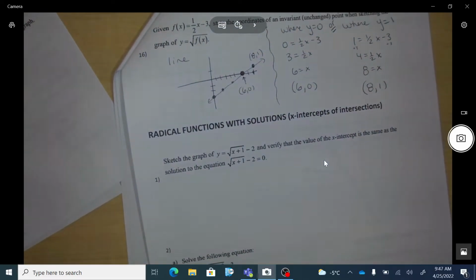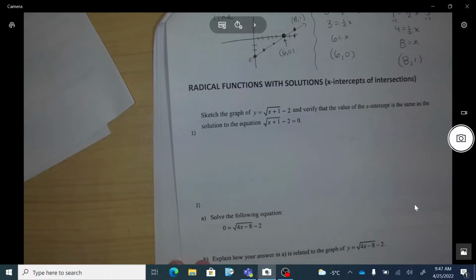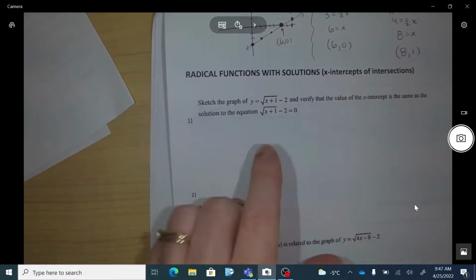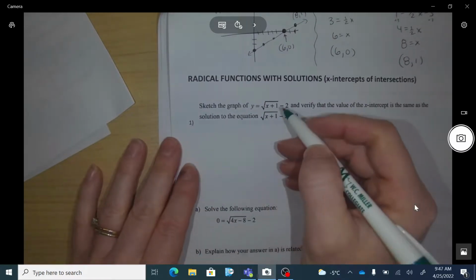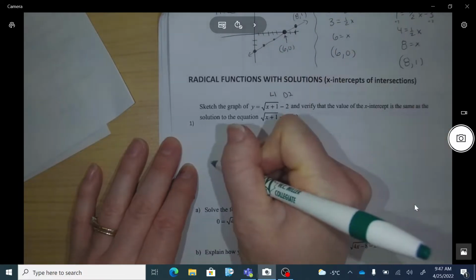Okay, radical functions with solutions, x-intercepts, and intersections. Sketch the graph of that equation and verify that the value of the x-intercept is the same as the solution. So we're going to graph this. This would be left 1, down 2.